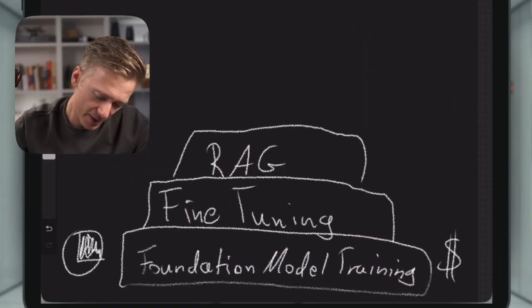Now, the fourth layer here is what we call the context window. And that's been getting bigger and bigger.